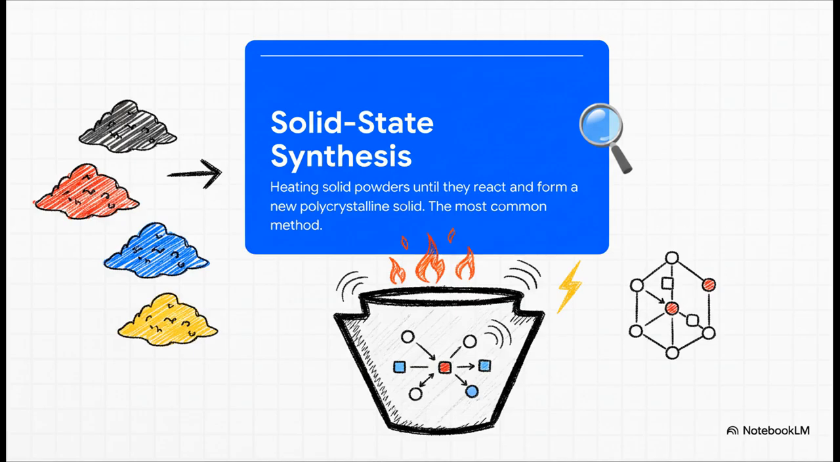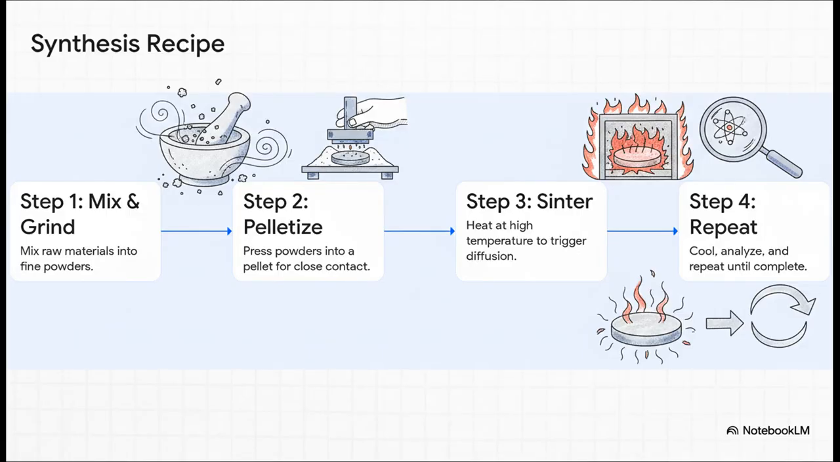You take a bunch of different powders, you mix them all together, and you cook them. You heat them up until the atoms get enough energy to jump around and rearrange themselves into a totally new crystal structure, complete with all the beautiful flaws you want. And here's the basic recipe. First, you grind everything into superfine powders to get as much surface area as possible. Then you press all that powder into a tight little pellet so everything's touching.